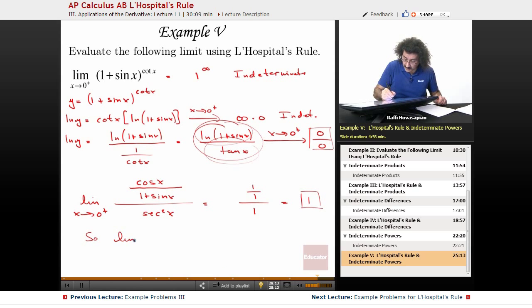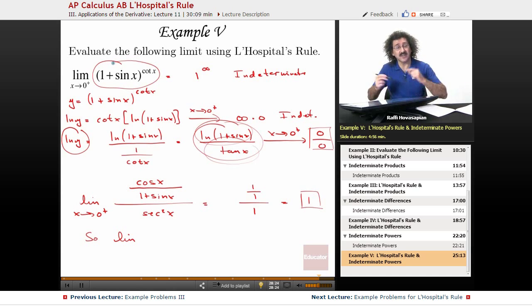So the limit, but notice I found the limit of this thing, which is actually the natural logarithm of y. I didn't find the limit of y itself, so I have to take that extra step and bring it back. We ended up taking the natural logarithm to find the limit. So it's the limit as x approaches 0 from the plus side of the natural logarithm of y. That's what equals 1. Now let's go ahead and bring it back to the actual limit itself.